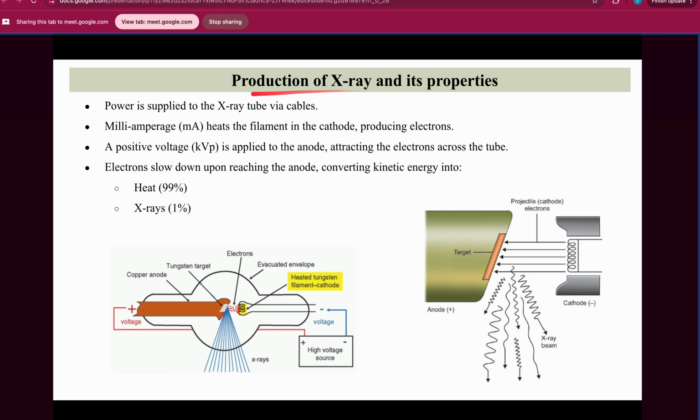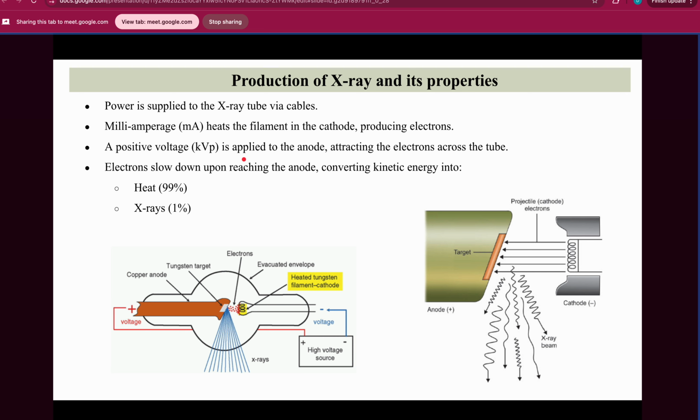So for the production of X-rays, mostly the power is supplied to the X-ray tube via the cables. Milliamperage heats the filament in the cathode, producing the electrons. As soon as the electrons are produced, because the current is flowing, heat is generated. Now we supply positive voltage through the anode. So the anode is positively charged and electrons are generated at the cathode. Electrons will move towards the anode because it is positively charged.